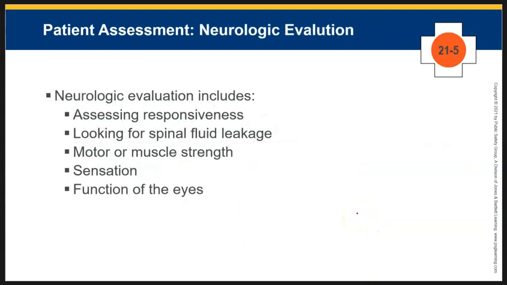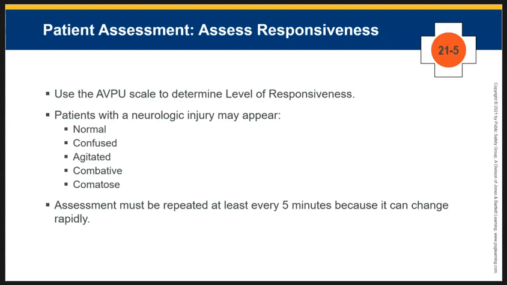A neurologic evaluation includes our responsiveness as part of our primary assessment, looking for motor or muscle strength, and function of the eyes. In our primary assessment, we can use the AVPU scale to determine level of responsiveness, but then we often repeat that at least every 5 minutes because it can change rapidly. Patients who aren't completely alert, we may also use alert and oriented times 4, and they may appear confused, agitated, or sometimes even combative.